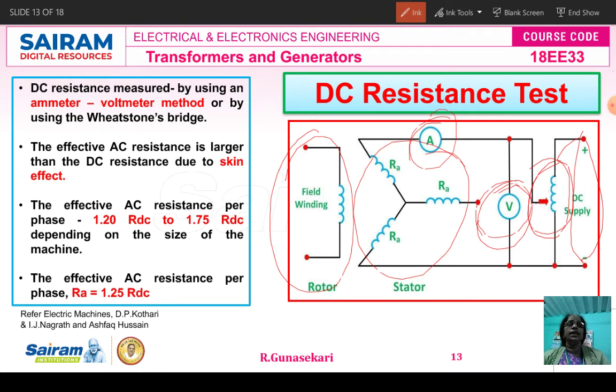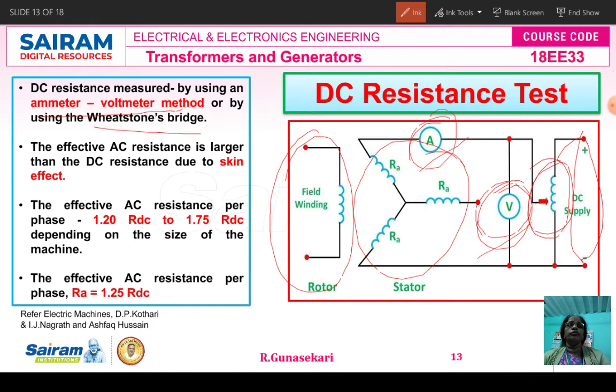The DC resistance of the synchronous generator is measured by using two methods. One is the ammeter voltmeter method, another one is the Wheatstone bridge. Here we are using the ammeter and voltmeter method only.